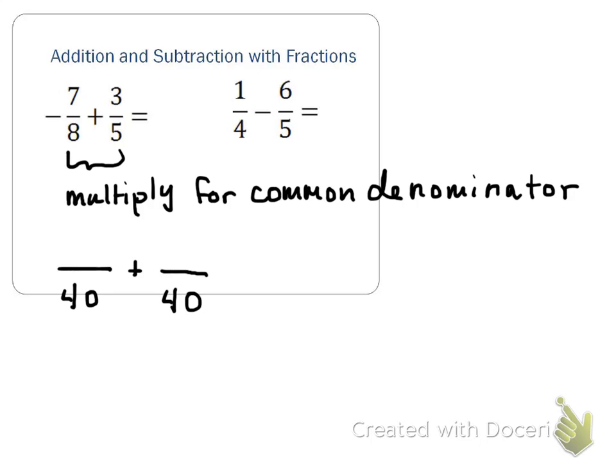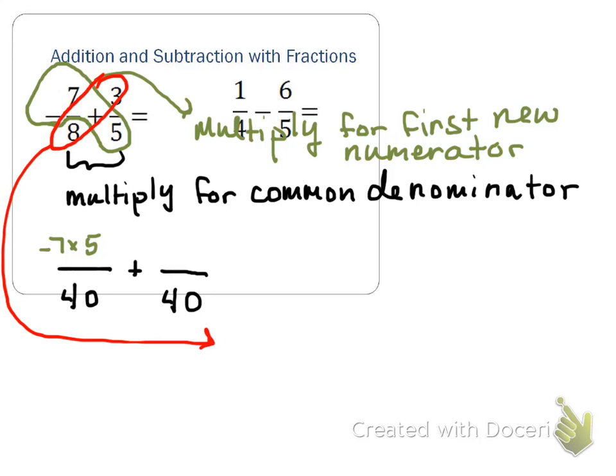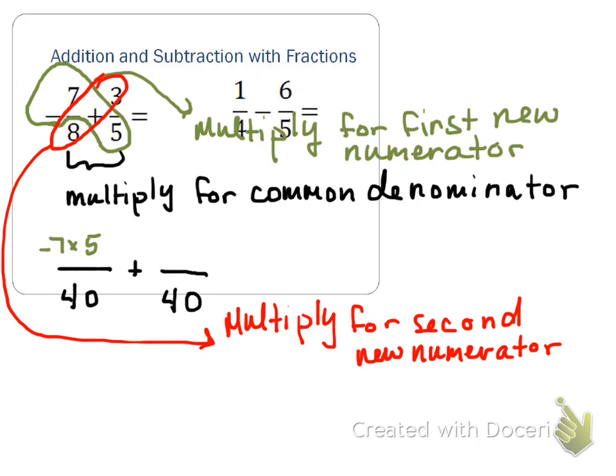So we're going to have something over 40 plus something over 40. We are not going to keep negative 7 and 3. We have to change our numerators. So to change our first one, we multiply negative 7 and 5. And that's going to be on our new first spot. So up there I have negative 7 times 5. And then for our second one, we cross multiply the other two. So 8 times 3.